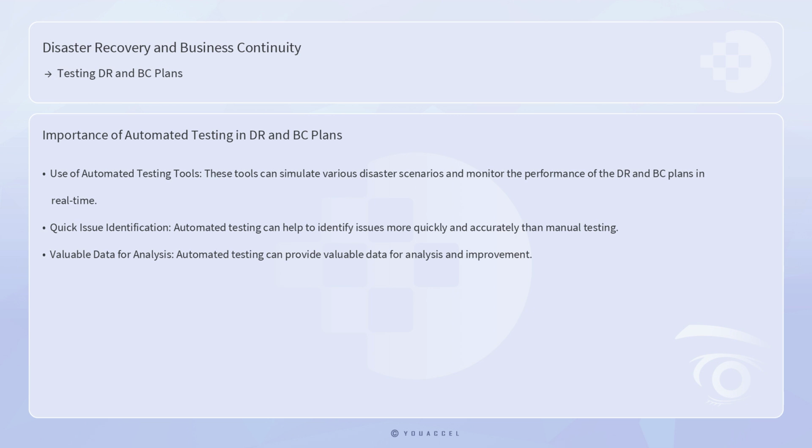In addition to cloud-based solutions, organizations should also consider the use of automated testing tools. These tools can simulate various disaster scenarios and monitor the performance of the DR and BC plans in real time. Automated testing can help to identify issues more quickly and accurately than manual testing and can provide valuable data for analysis and improvement.